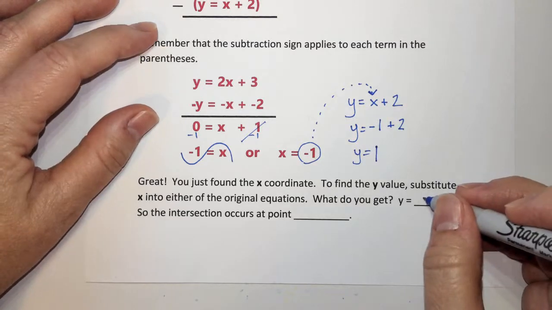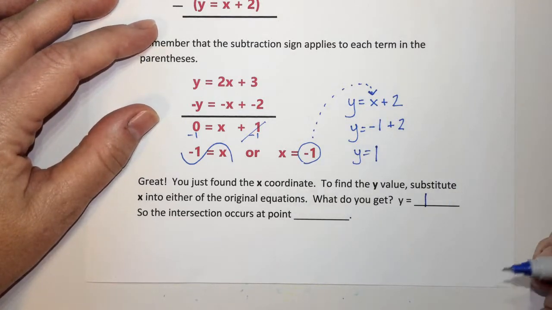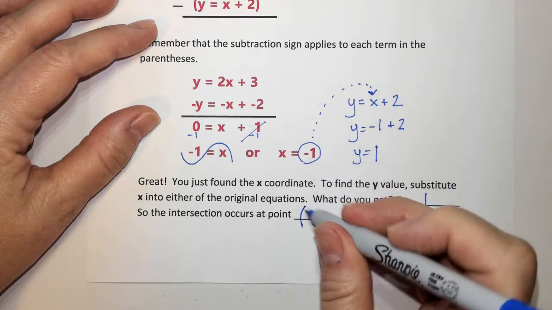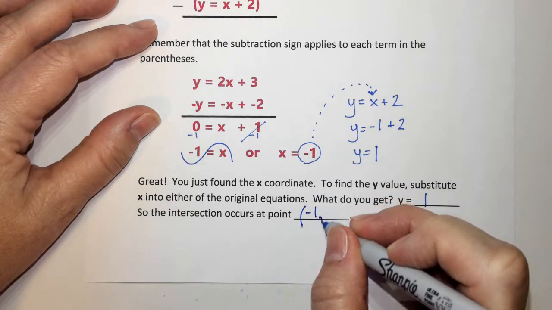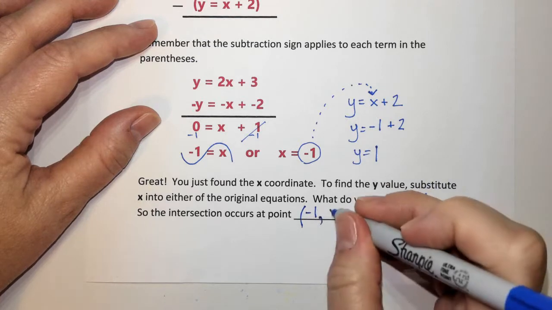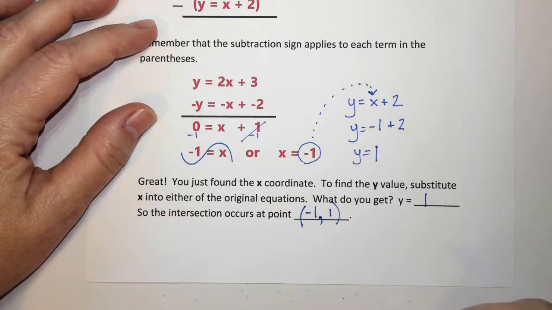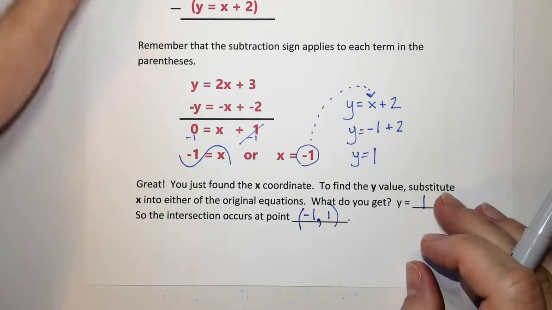So what do you get for y? You get 1. Now, the intersection occurs at point negative 1, 1. So we did one of these systems using addition, and we just did one using subtraction.